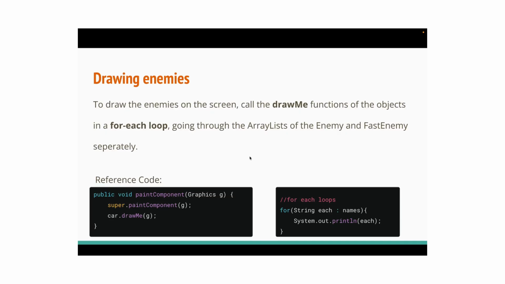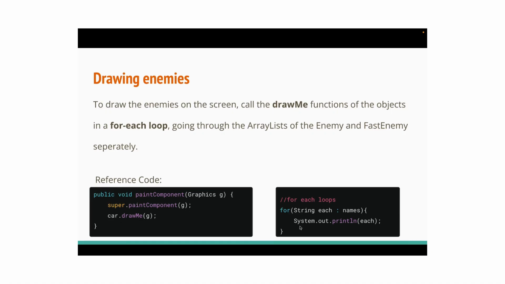So now let's go on to drawing enemies. To draw the enemies on the screen, you call the drawMe functions of the objects in a for each loop, going through the ArrayLists of the enemy and fast enemies separately. So here's some reference code. You can see this is how we do paintComponent. You pass in Graphics g to the method, and then you're going to call paintComponent in the superclass, and then you're going to say car.drawMe(g). So that's an example of how we might paint a car.